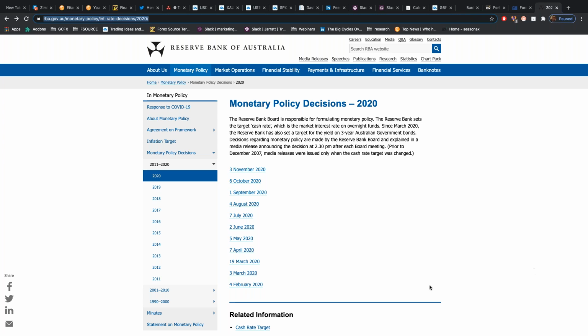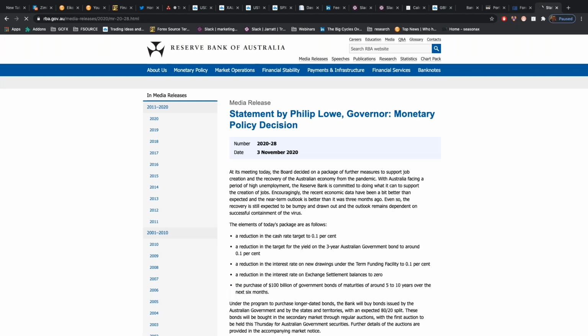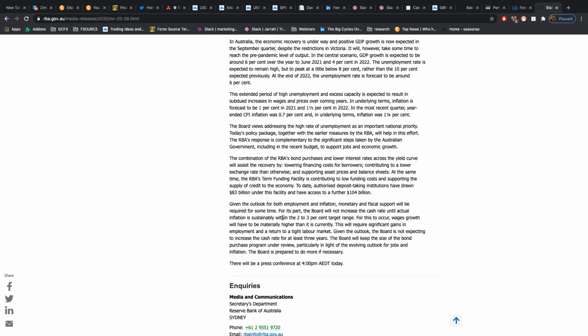in the screen. And what I'm demonstrating here is how you go about understanding the significance of economic data. You look at the central bank statements and you look for what they're saying about the data. Now, what the Reserve Bank of Australia said, they basically said they don't expect to increase the cash rate until actual inflation is sustainably within the 2 to 3% target range. They basically said that they don't expect that to happen until 2023.